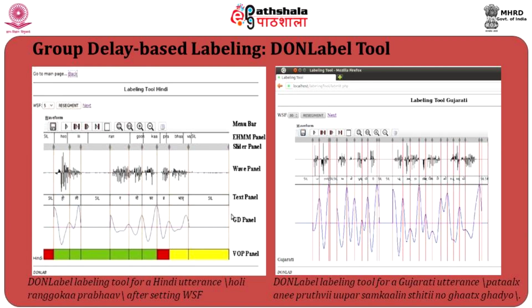To assist this, a separate kind of experiment is being done, and a semi-automatic tool was developed based on group delay functions. As in the figure, you can see the DON-label labeling tool for a Hindi utterance, Holi Rangoka Prabhav, which you can see here. The labeling tool for Hindi represents MESPA, EHMM panel, still air panel, wave panel, text panel, GD panel and VOP panel. Similarly, in the next figure, you can see the DON-label labeling tool for a Gujarati utterance.